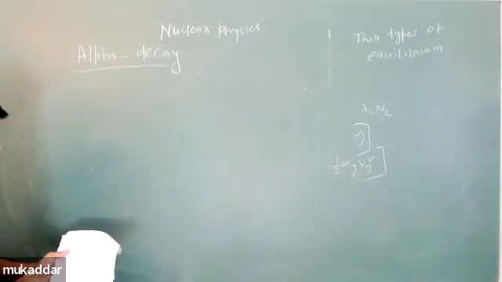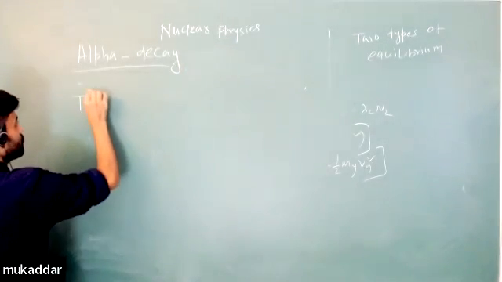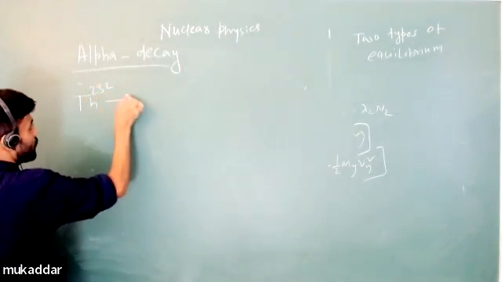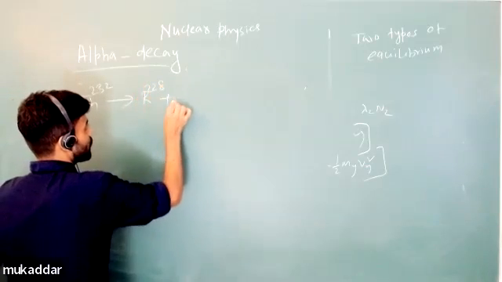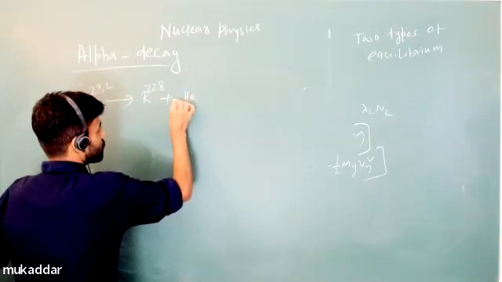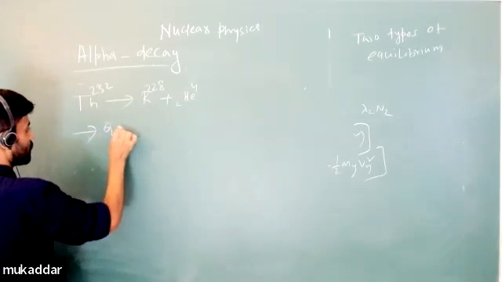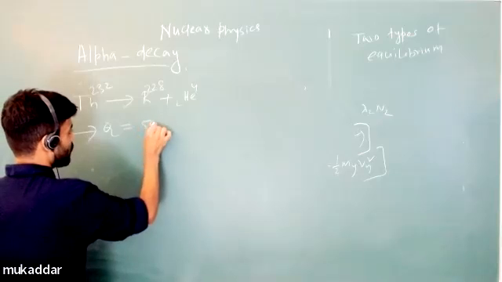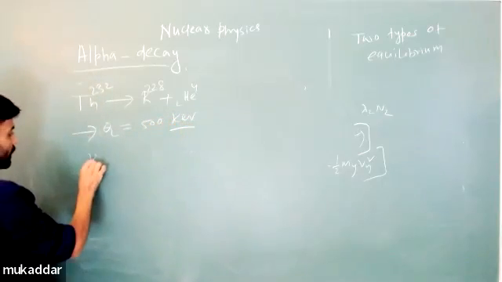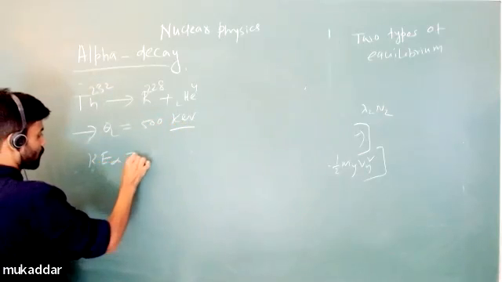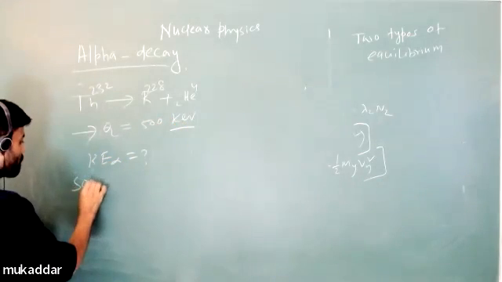अब देखो, सपोज मान लो आपको थोरियम 232 डिकेस टू रेडियम 228 प्लस अल्फा पार्टिकल दिया है। ठीक है? सो Q वैल्यू गिवन है इस इक्वेशन का। Q कितना गिवन है? 500 किलो इलेक्ट्रॉन वोल्ट, एंड दे आस्क काइनेटिक एनर्जी ऑफ अल्फा पार्टिकल। ओके, सो वेरी सिंपल प्रॉब्लम.